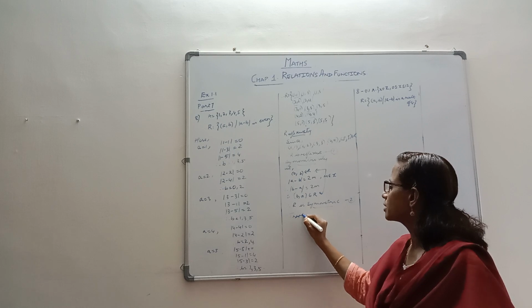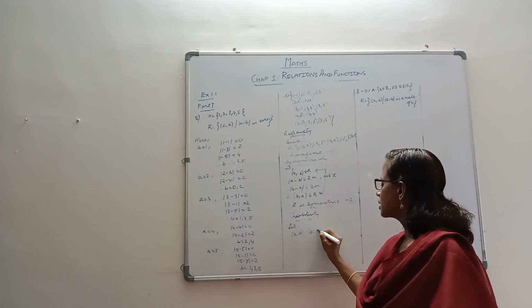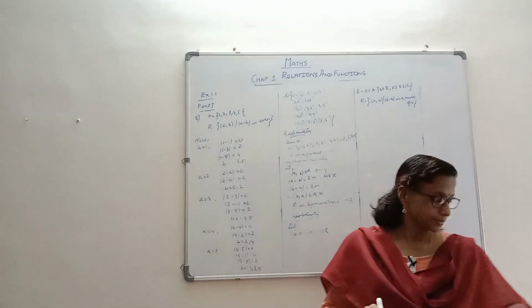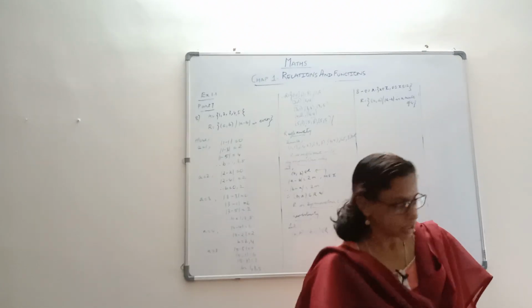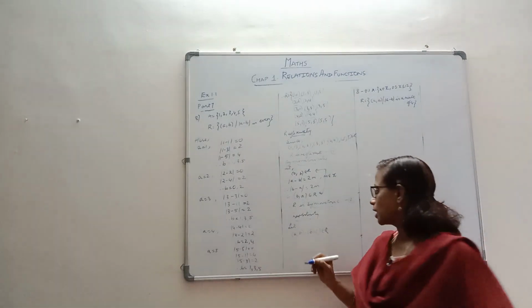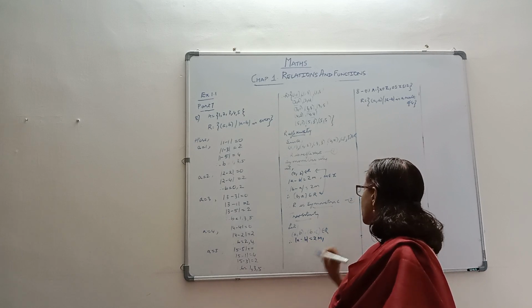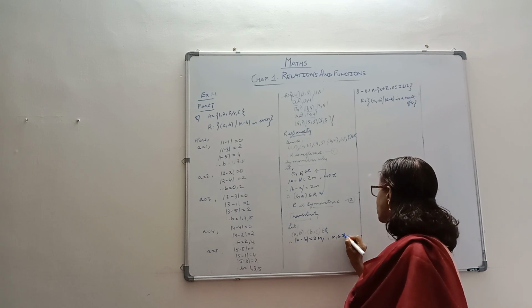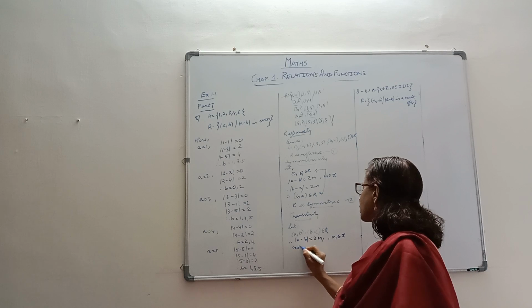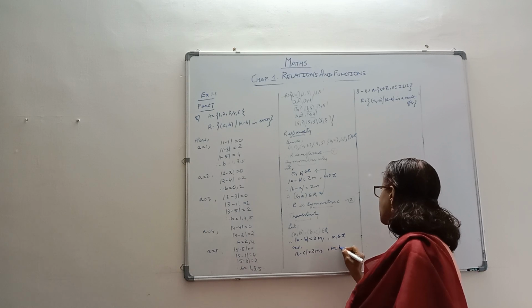I think it's better if we show this as a general statement. Transitivity: let A comma B and B comma C belong to R. So what does it mean by definition? It means that A minus B is some 2m1, for some m1 that is an integer, and B minus C is some 2m2, for some m2 which is an integer.